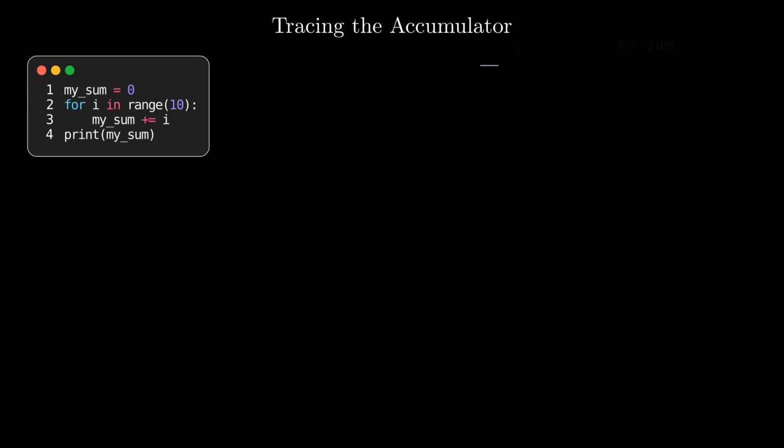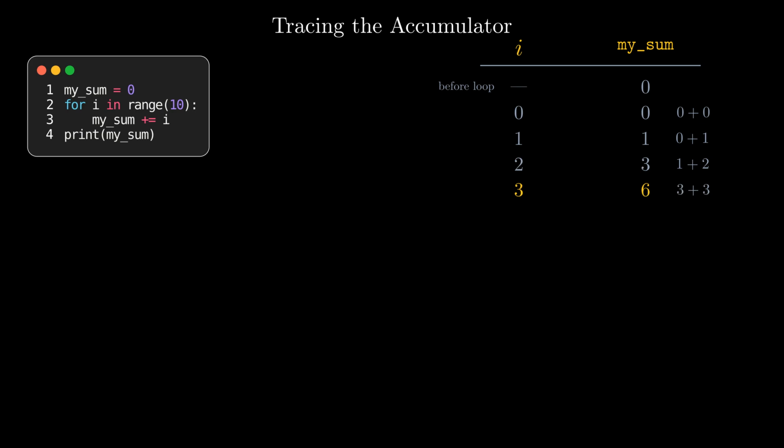Let's trace through memory step by step. Before the loop, my sum is 0. First iteration, i equals 0. My sum equals 0 plus 0, still 0. i equals 1. My sum equals 0 plus 1, giving 1. i equals 2. My sum equals 1 plus 2, giving 3. i equals 3. My sum equals 3 plus 3, giving 6. The pattern is clear. Each iteration, the current value of i gets added to whatever my sum already holds.